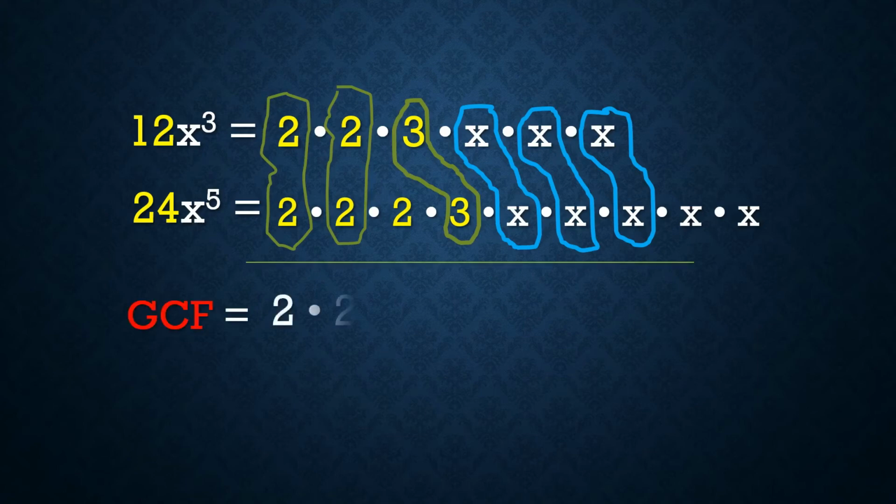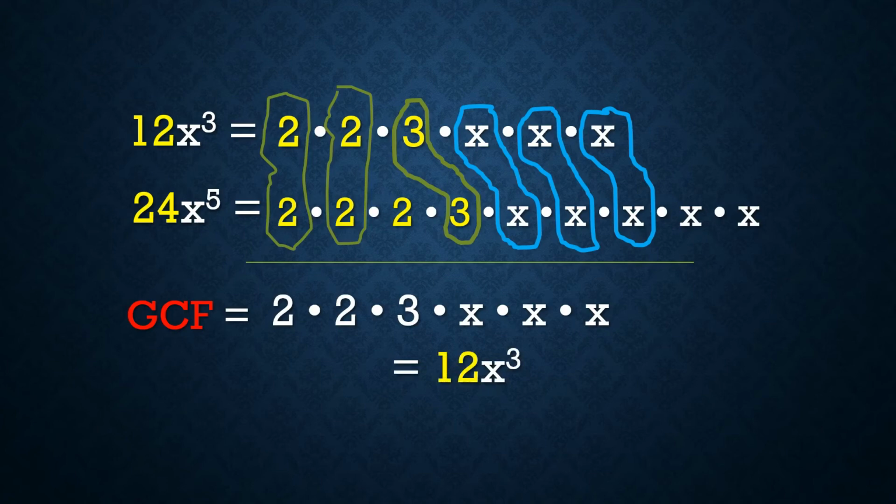So, 2 times 2 times 3 times x times x times x. Okay, so let us check first. First, two 2s, one 3, three x's. So 2 times 2 times 3, we have 12, and then three x's, x cubed. Okay, so I hope you get that.